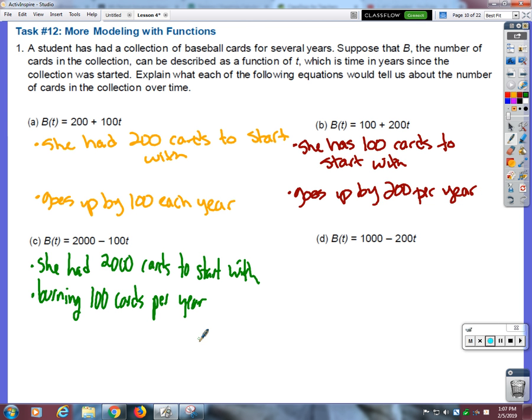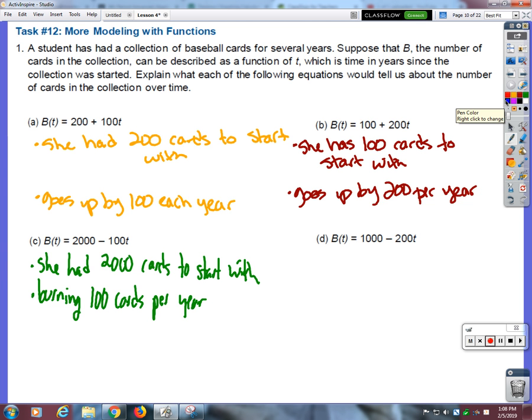You know she's selling them. She's getting rid of them. She could be burning them. You burn them because the baseball cards were given to her by her now ex-boyfriend, who was also a baseball player.